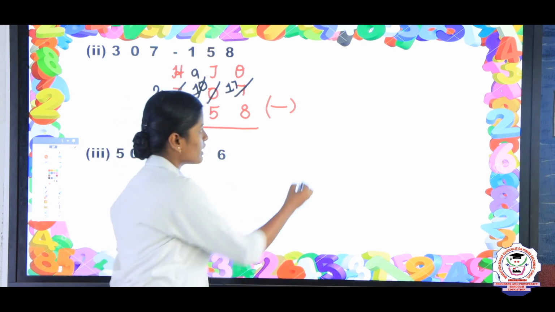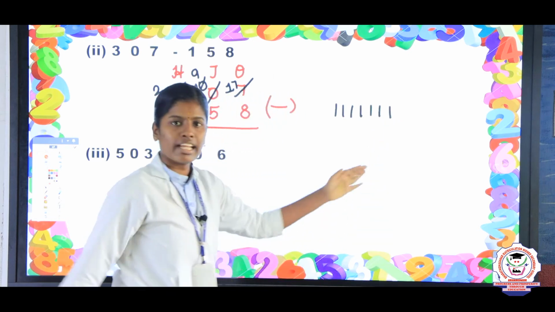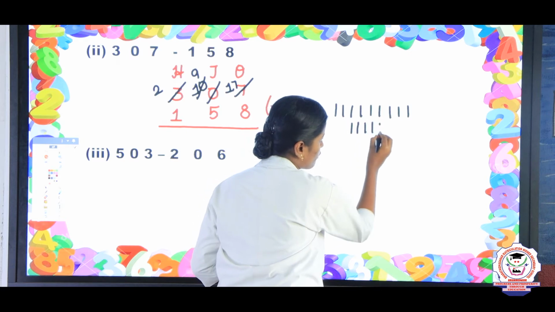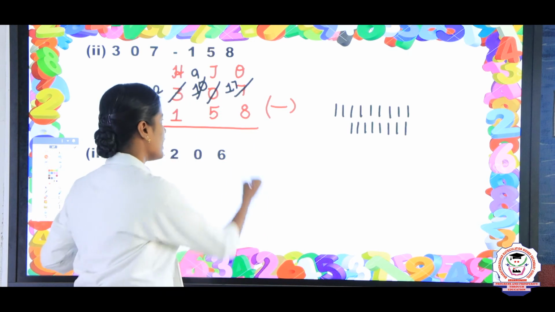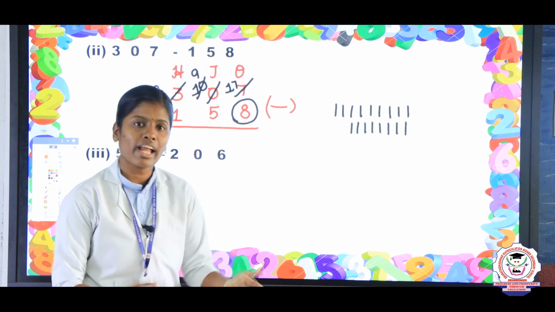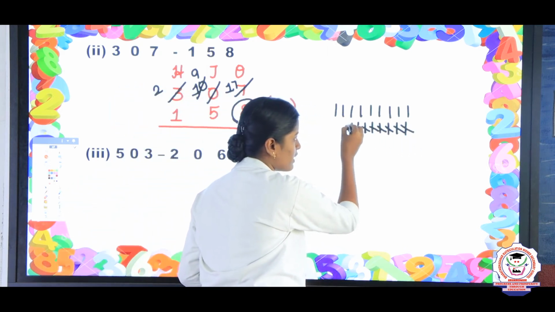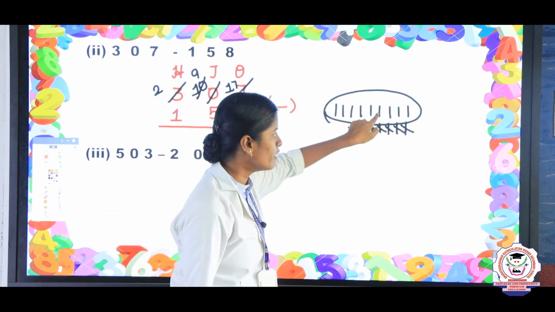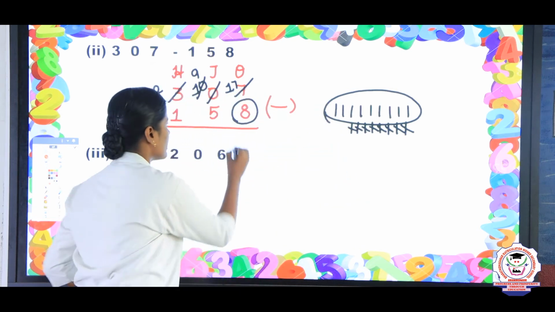Okay. So put 17 lines: 1, 2, 3, 4, 5, 6, 7 and then 8, 9, 10, 11, 12, 13, 14, 15, 16, 17. Now we are going to subtract 8 lines. Subtract how many lines? 8 lines. So just strike out 8 lines: 1, 2, 3, 4, 5, 6, 7, 8. So how many lines remain? We have 1, 2, 3, 4, 5, 6, 7, 8, 9. So the answer is 9.